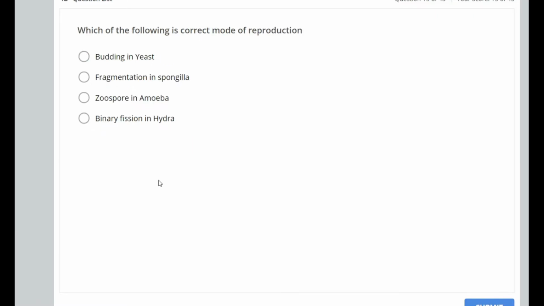Which of the following is correct mode of reproduction? Budding in yeast, fragmentation in Spirogyra, zoospore in amoeba, binary fission in hydra. Budding in yeast is the right answer.